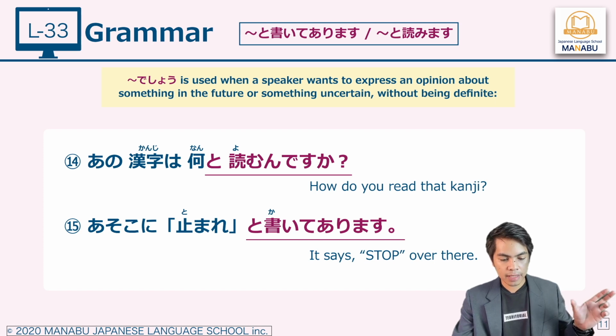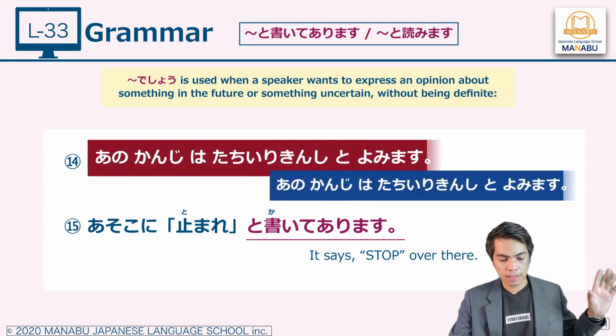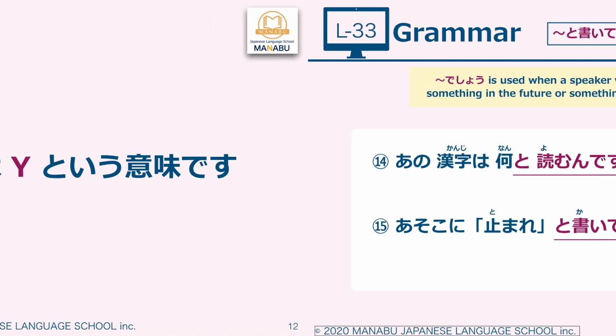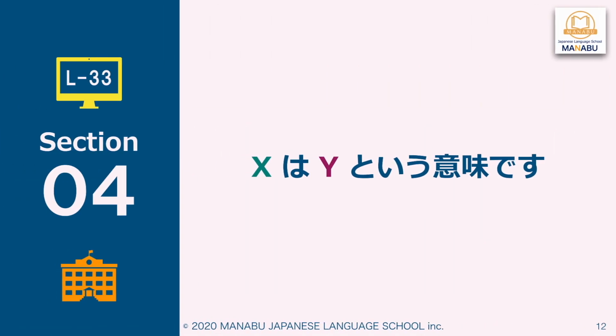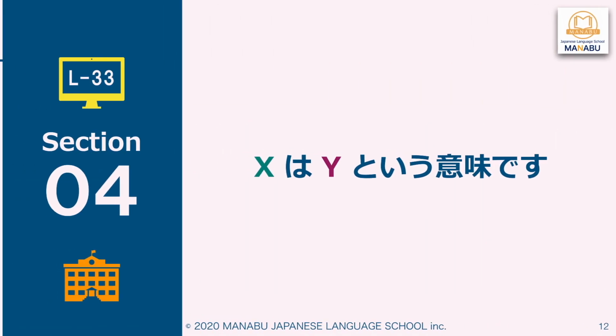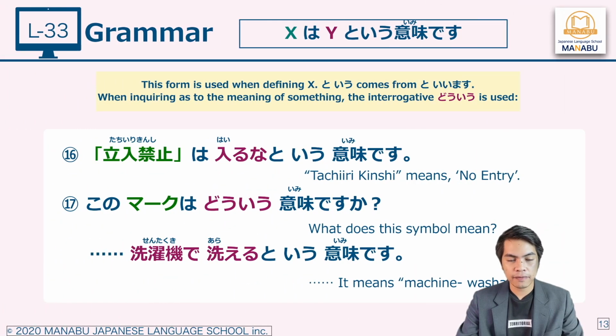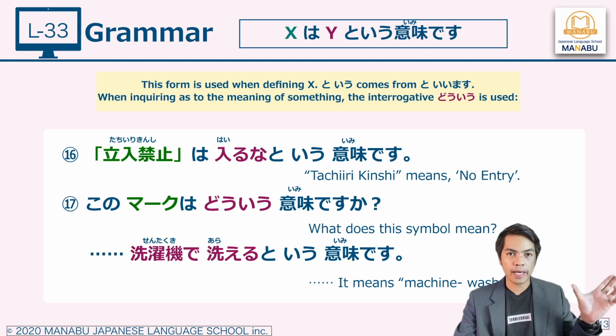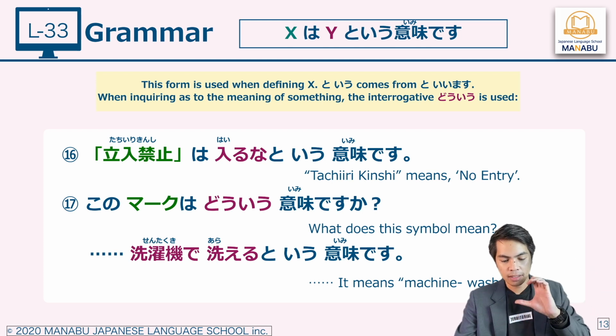So to reply to this number 14, for example, there is a kanji that is tachi iri kinshi. So you can say, ano kanji wa tachi iri kinshi to yomimasu. Grammar point number 4, x wa y to iu imi desu. This form is used when defining x. To iu comes from to iimasu. When inquiring as to the meaning of something, the interrogative do iu is used. So the y explains what x is all about.